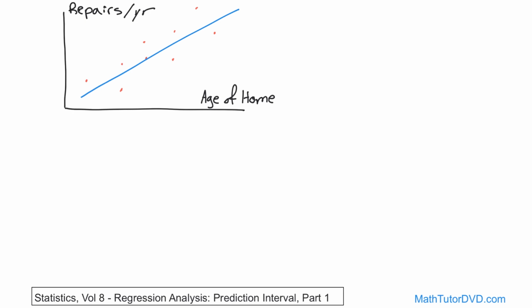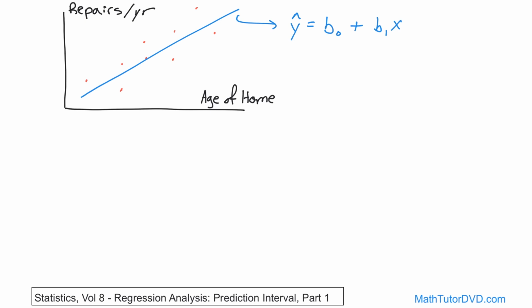Now, I want to ask you, first of all, what do we have here? We have the raw data. This is the age of the house versus how many repairs a year that we have. And then through that, we calculate the equation of the regression line, and we write the regression line down. And don't forget, what does the regression line look like? As an equation, it's y hat is equal to b naught, which is the y-intercept of this line, plus b1, which is the slope of this line, times x.